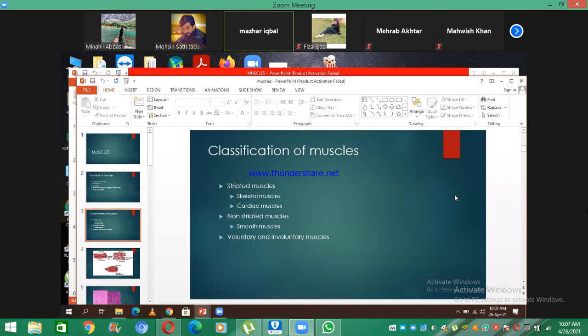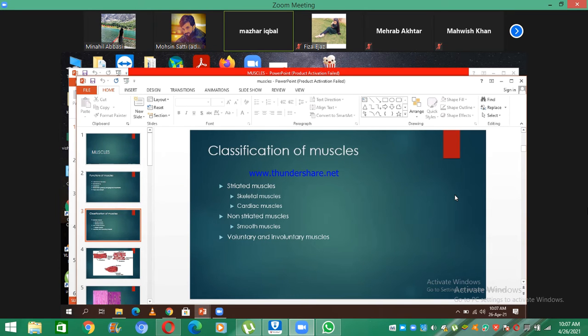Similarly, the cardiac muscles have the striations, and they are also included in the striated muscle. You will see in the diagram how they are known as the striated. The muscle cell or the muscle fiber has small striations at equal distance, and they are known as the striated muscle. The skeletal and the cardiac muscle are the striated muscle, while the non-striated muscle is the smooth muscle, because the smooth muscle fiber does not have any striation in its cell.